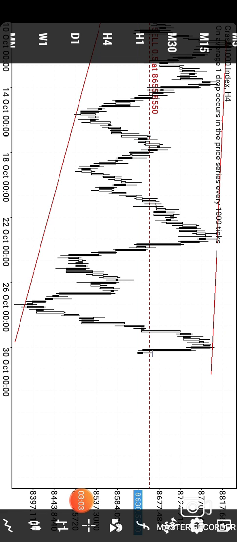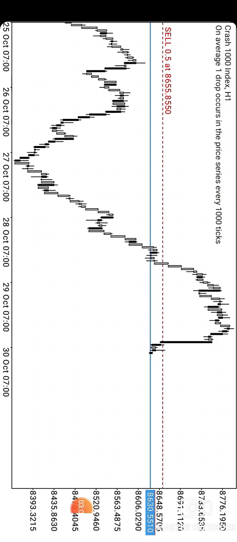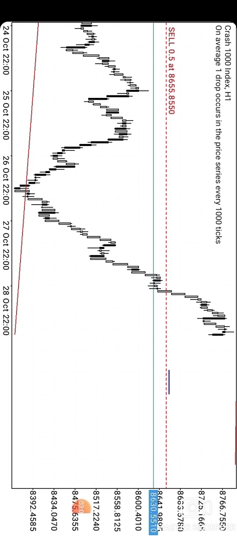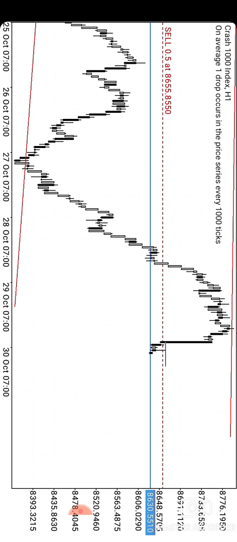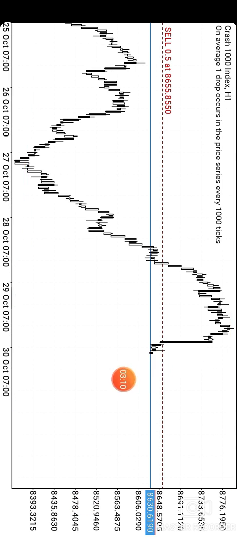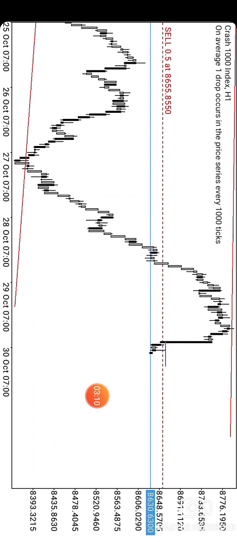But now if you go to the 1-hour time frame, as you can see, still the same thing. Price is trapped in this range, so we are expecting price to sell more downwards.